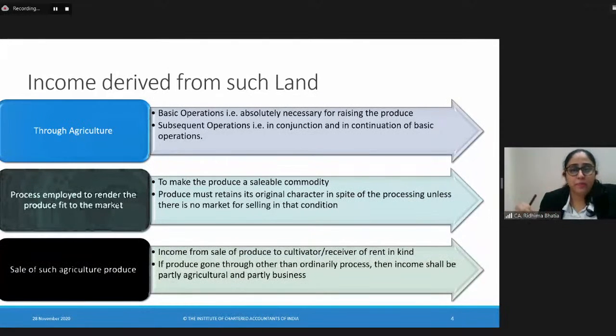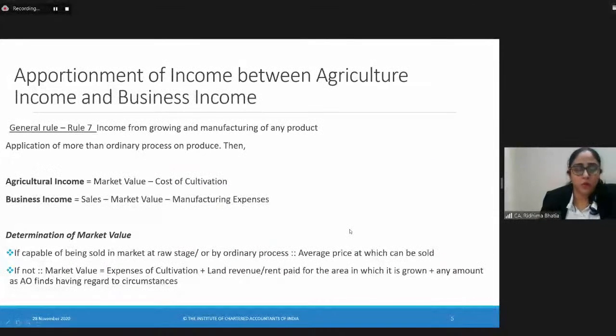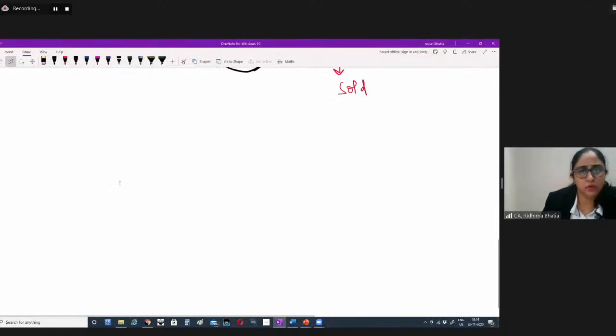Beyond that, if you employ certain marketing operations, certain core processing operations, and change altogether the nature of it, you cannot say the whole income from that is my agricultural income. So if you are deploying so many processes, how will you differentiate between your agricultural and business income? Very simple. This is simple.